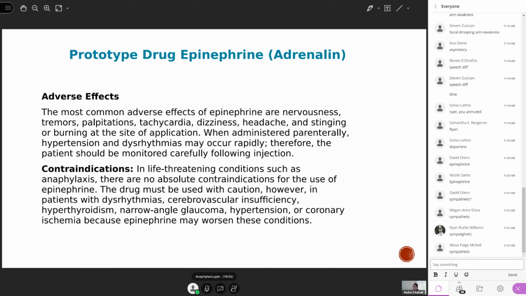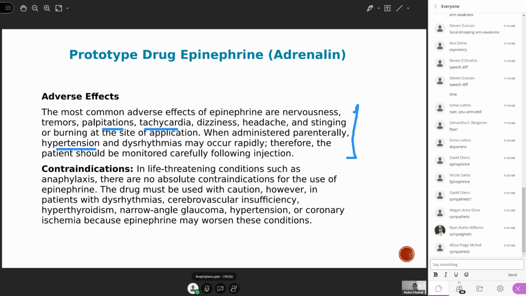Again, if you have a good hold on pathophysiology and how this works, you will know that it may cause tachycardia, hypertension, palpitation, tremor, restlessness, nervousness, and headache, stinging, burning at the epigastrium. So very simple adverse effects. And if you can make little flashcards or something, that will be very helpful for you for learning pharmacology.